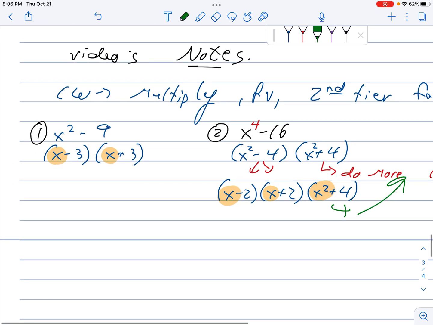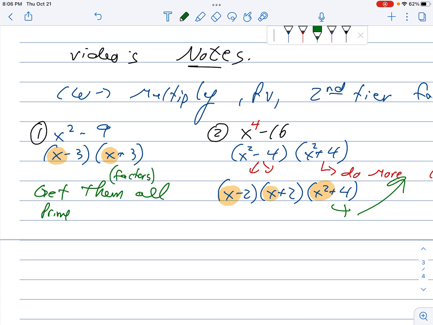I'll just kind of write down here, get them all prime. The factors, that is. The factors is what I mean by them. Get them all prime, meaning x to the first or x squared or anything plus a number, just like I have over here. That's going to be prime because we don't know how to get down to it yet. So for right now, that's kind of our goal.